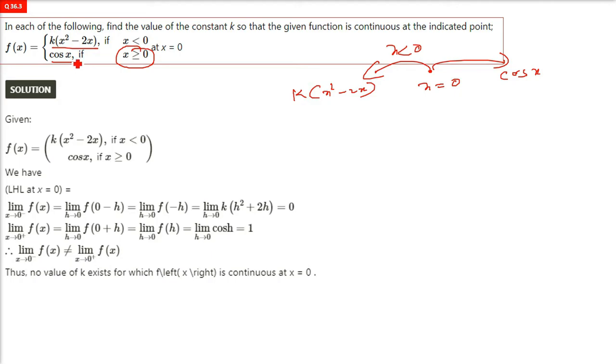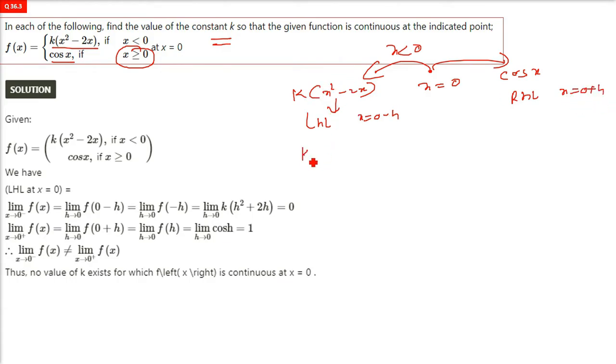And we will apply 0 minus h and 0 plus h in the left hand side and right hand side respectively. First, we have to equate it. Now, whether it is having a continuity or not, let us see. LHL is, we are putting x as 0 minus h. RHL, we are placing it as x equals 0 plus h.